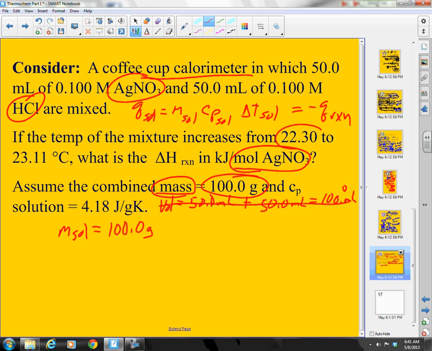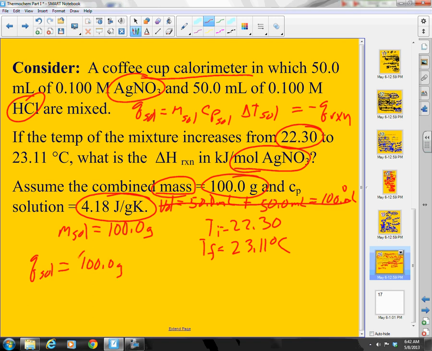Now, what happens to temp? Temp increases from 22.3, so TI is 22.30. TF is what? 23.11. So we have everything we need, because here is my C sub P. Q solution is equal to 100.0 grams times 4.18 joules per gram Kelvin. I'm not going to make that mistake again. Delta T, 23.11 minus 22.30. Excellent. Let's run the numbers.